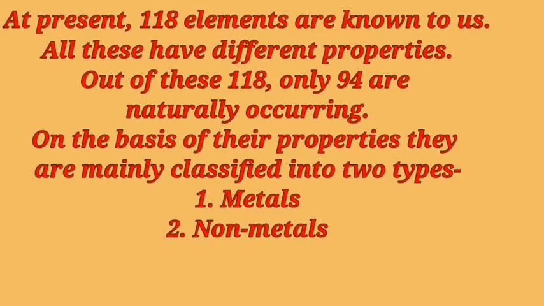As we know that at present 118 elements are known in our periodic table and all of these have different properties, and out of these 118 elements which are known, only 94 elements are naturally occurring and remaining 24 elements are artificial. In 118 elements, some are metals and some are non-metals. On the basis of their properties, they are classified into two types. First one is metal and another one is non-metal.